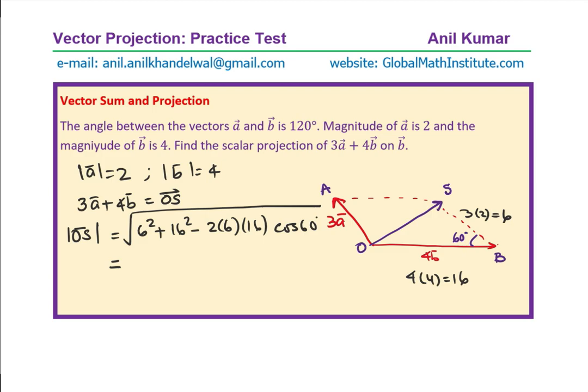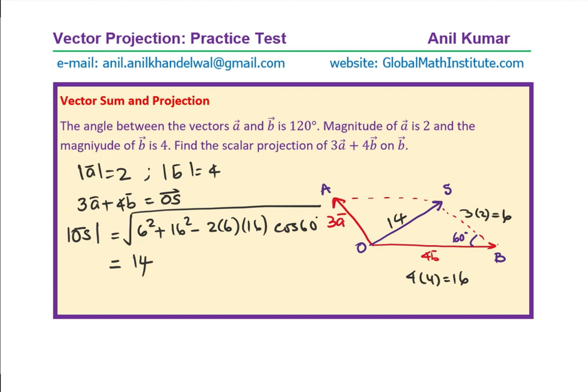So we have 6 squared, which is 36, plus 16 squared, minus 2 times 6 times 16 times cos of 60, which gives 196, and the square root of 196 is 14. So we get this value as 14. So the length O to S is 14 for us, correct?